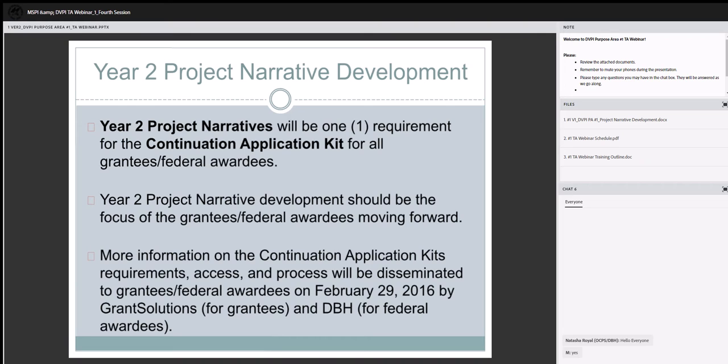Year 2 project narrative development should be the focus of the grantee awards moving forward. More information on the continuing application kits was sent out on February 29th to the contacts that we have. If you did not receive the information that was sent out on February 29th, please reach out to your program to see who does have that information. And that's the remaining information for the continuing application kits. Next slide.